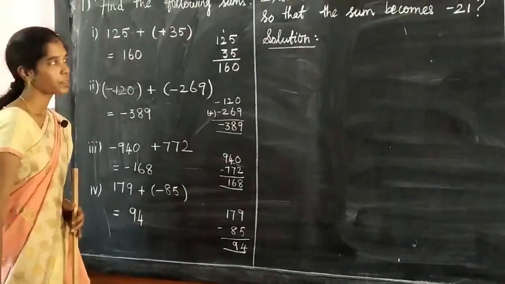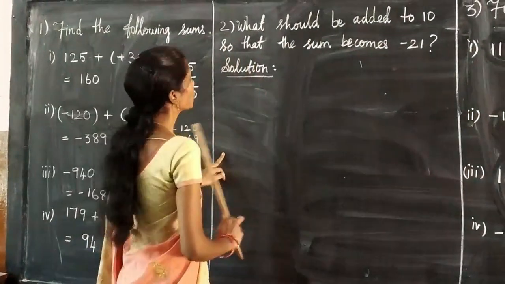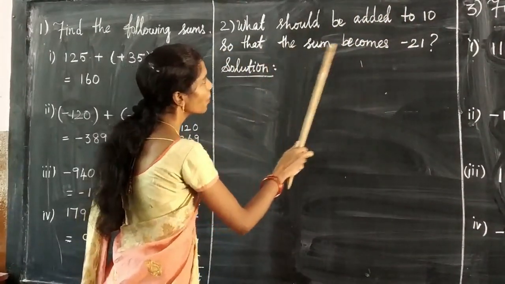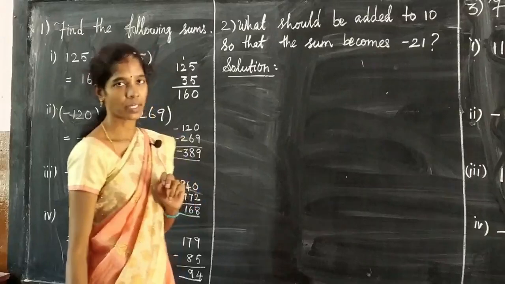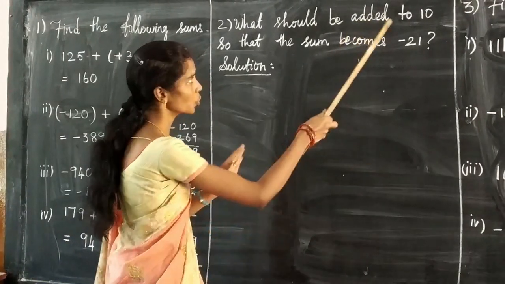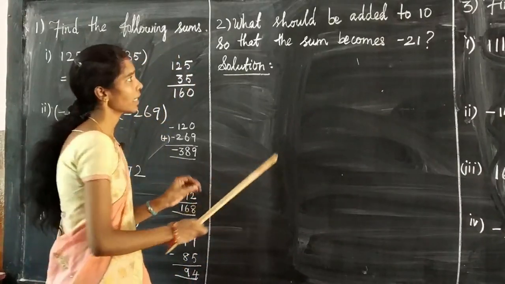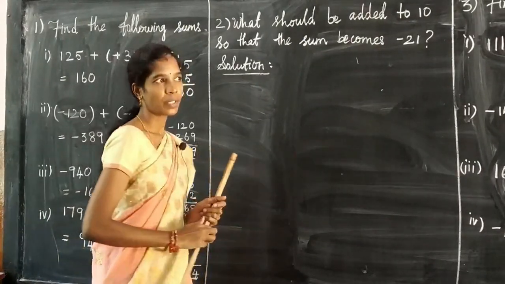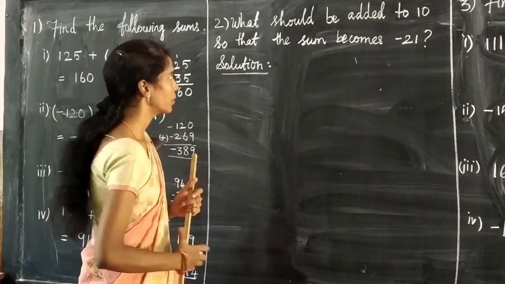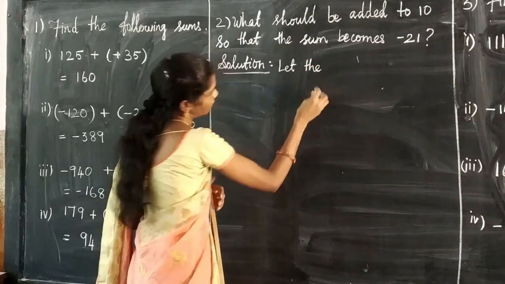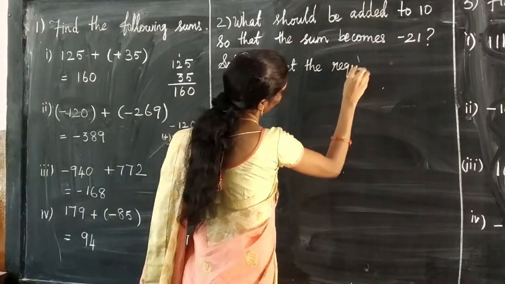Okay. Next. Question number 2. What should be added to 10 so that the sum becomes minus 21? Okay. So we have to add some number to 10 so that we will get the sum minus 21. So we don't know that number. Let the number be x. Okay. So let the required number be x.